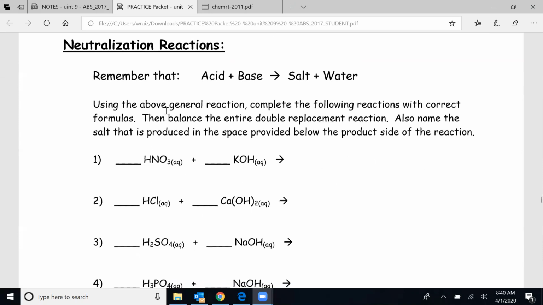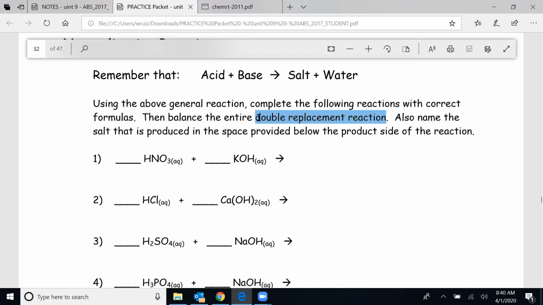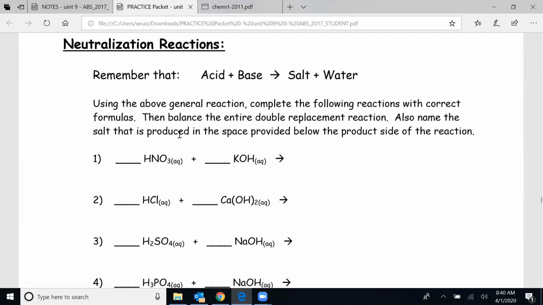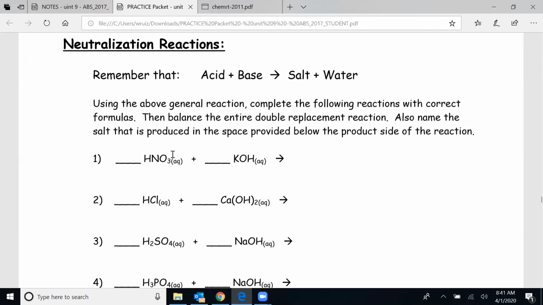All right, so I'm going to go ahead and do some of these. Using the above general reaction, complete the following reactions with correct formulas, then balance the entire double replacement. As noted in the video for this class, neutralization reactions are a form of double replacement reactions. Also, name the salt that is produced in the space below. To name the salts, you use table E, polyatomic ions. So for the first one, HNO3 plus KOH.